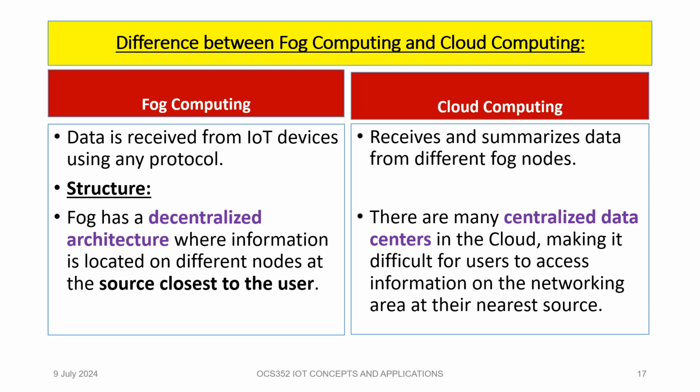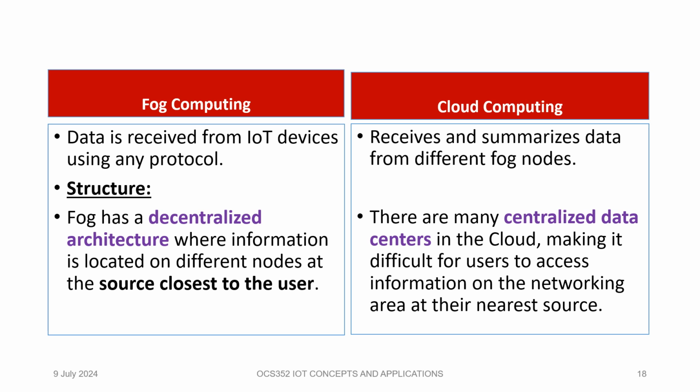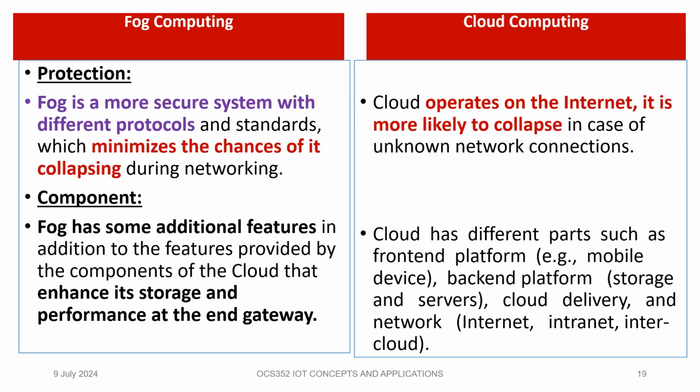There are many centralized data centers in the cloud, making it difficult for users to access information on the network. Fog is a more secure system with different protocols and standards. Cloud operates on the internet and is more likely to collapse in case of an unknown network connection.